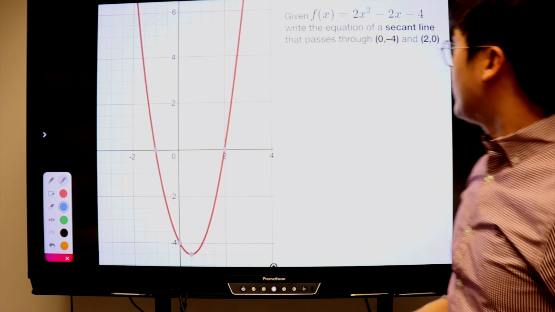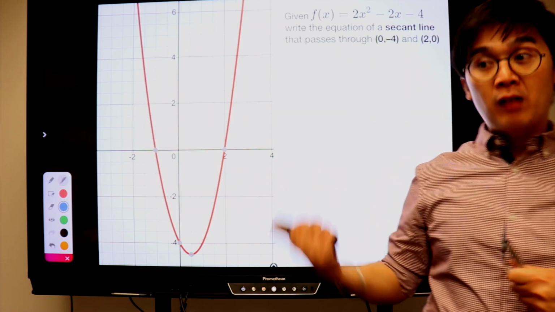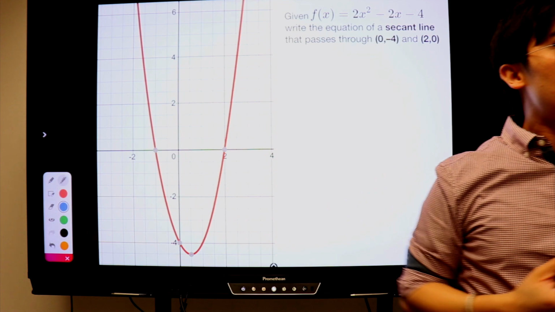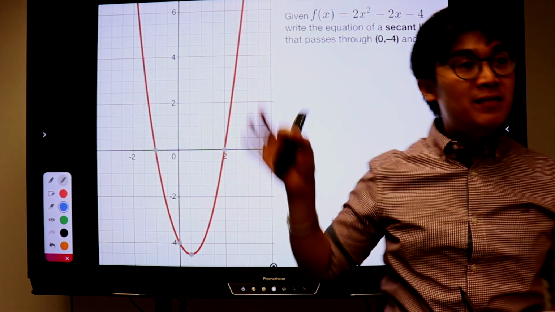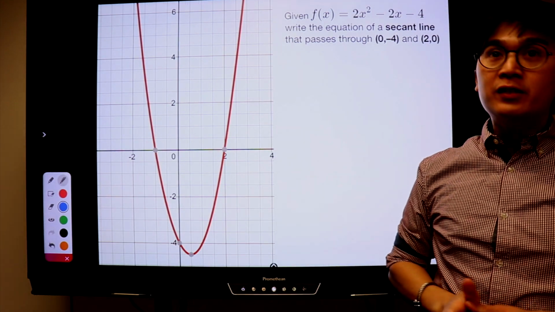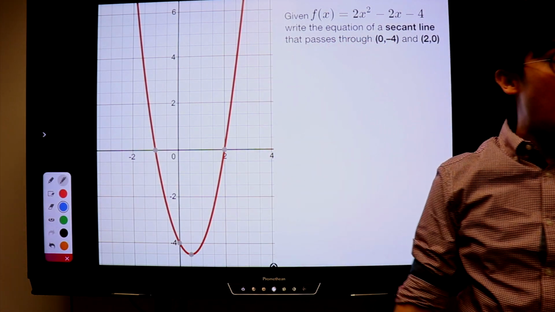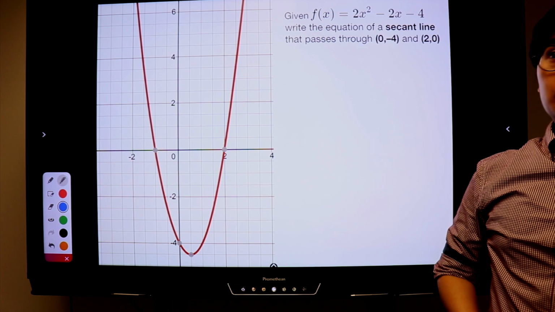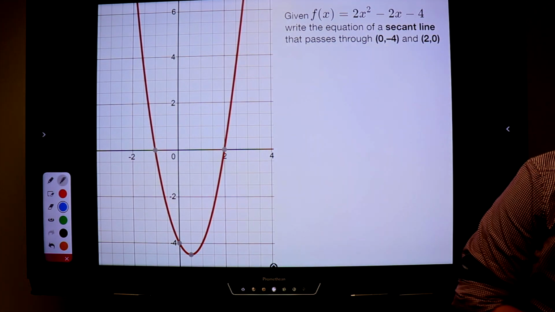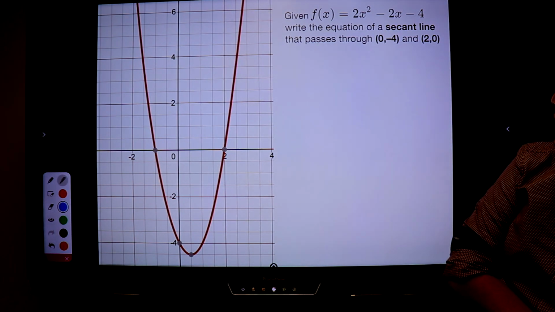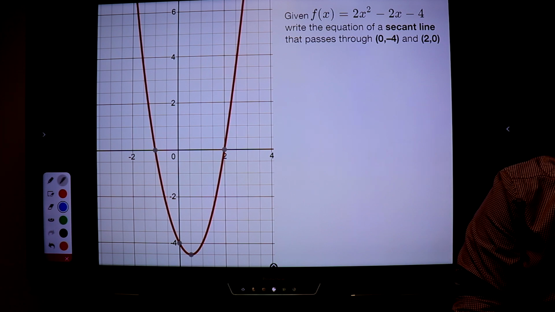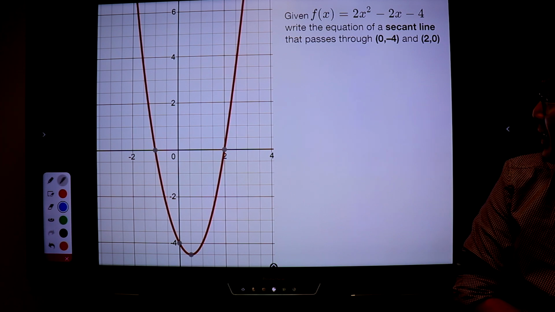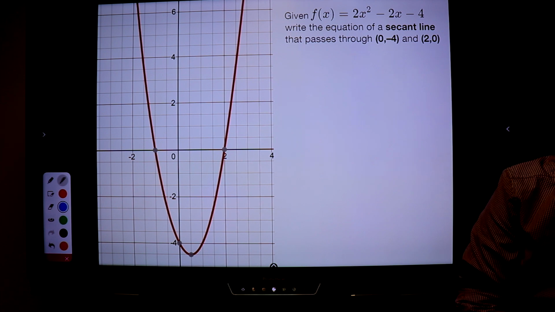Here's an example. So let's say we have a function. This is a parabola, if you can see. So if this is a parabola, this parabola is actually 2x squared minus 2x minus 4. And in this parabola, your goal is to answer this question. The question in this particular math problem is to write the equation of a secant line at (0, -4) and (2, 0). As I mentioned last week, if you don't know the language of math, this can be a problem that looks like a Chinese word problem.